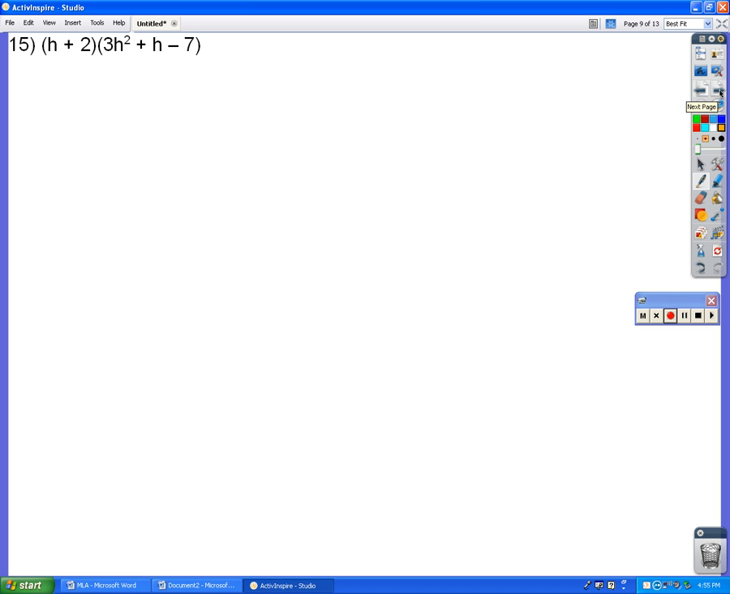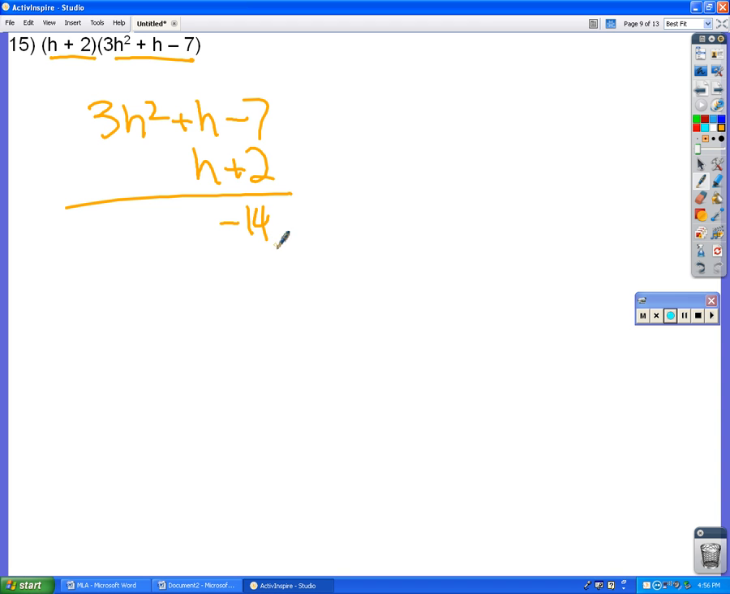Okay, now we are multiplying again, but this time I have a binomial times a trinomial. So now I'm going to do the old elementary school multiplication method with this. So I'm going to write them on top of each other, and then I'm going to take this 2 and multiply it by all 3 terms on the top. So 2 times negative 7 is negative 14. 2 times h is a positive 2h. And 2 times 3h squared is 6h squared.